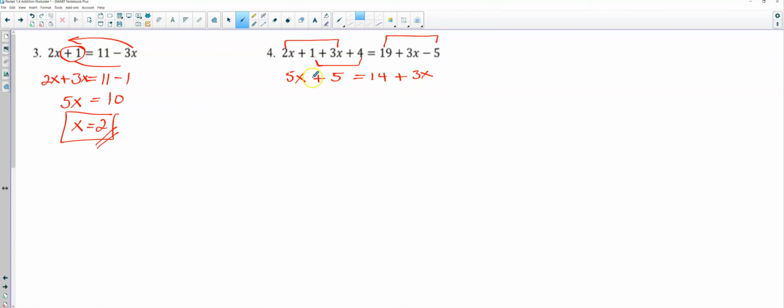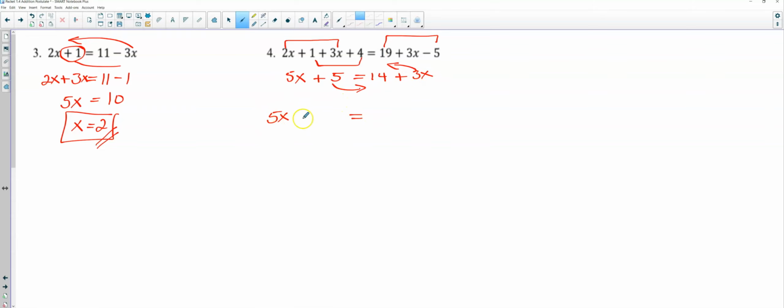Now I want to put the x's on one side. I want to put the numbers on the other side. It doesn't matter whichever way you want to go. In my case, I want to move that 3x to that side. I want to move that 5 to that side. The only rule you have to remember is you have to change the sign. So here is 5x. I'm going to leave it there on that side.